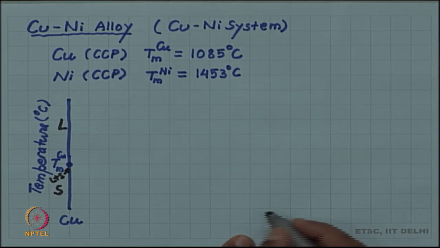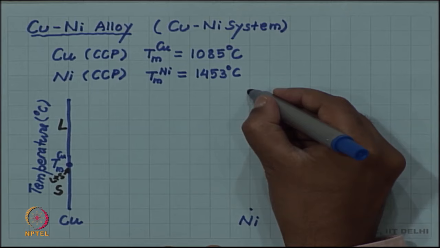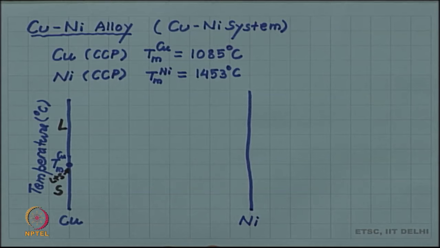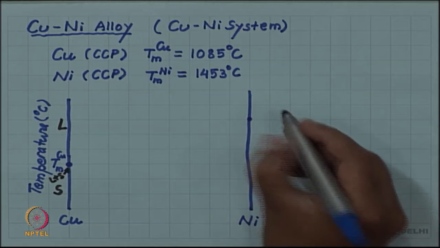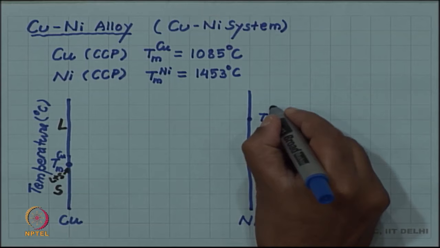Now, let me look at nickel and I create a similar one dimensional phase diagram for nickel. So, again I have the temperature axis and the melting point is higher. So, if I have the same temperature scale for this, so 1453 will be plotted at a higher point and that is the melting point of nickel.